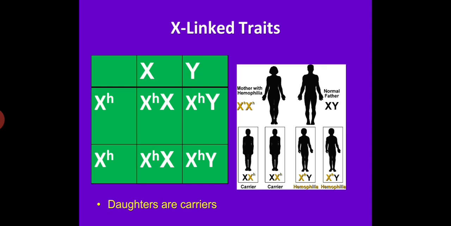Here is the Punnett square of a hemophilia female with a normal male. When they get married, they will produce hemophilia sons, while the daughters are carriers since they are heterozygous.